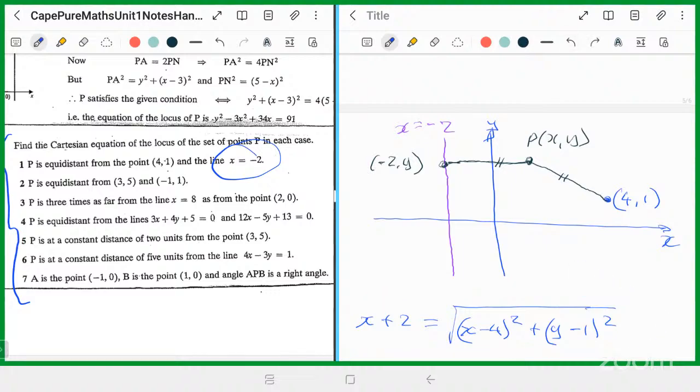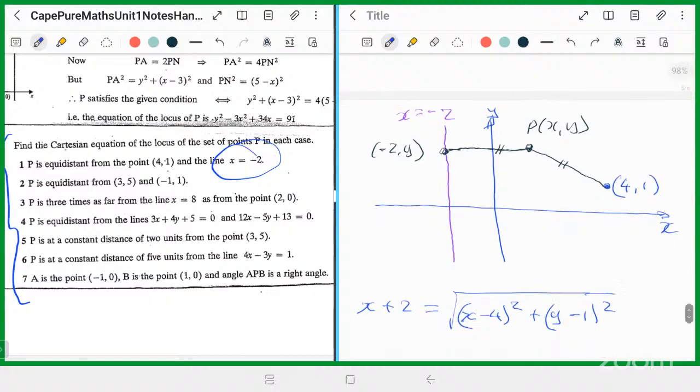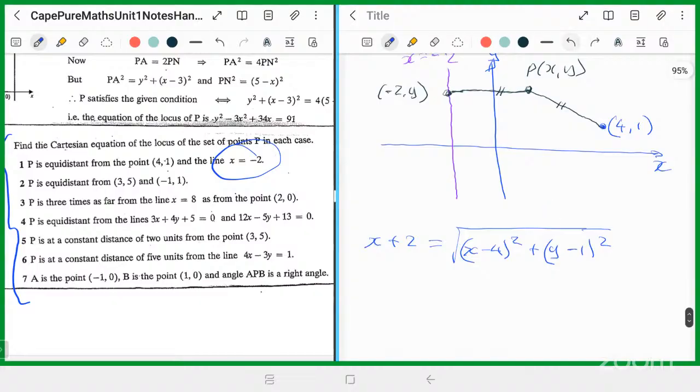And all we have to do now is simplify this down to lowest terms and get the equation of it. But that's your locus. If we proceed to simplify it down, I can get rid of the square root by squaring both sides first. So I'll get x plus 2 squared equals x minus 4 squared plus y minus 1 squared.